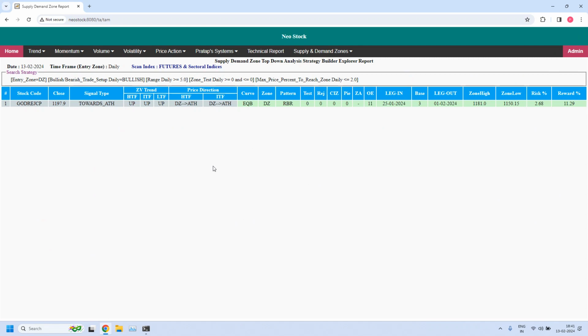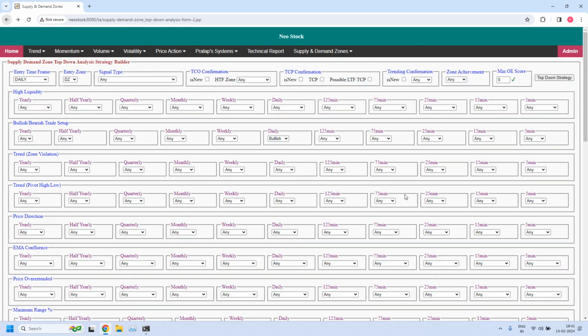Because it is an all-time high stock. But currently it is moving towards all-time high. If you want to get an entry, tomorrow it should change the price direction and come to the demand zone. If it goes further up, we may not get an entry. That's why let us look for more stocks.